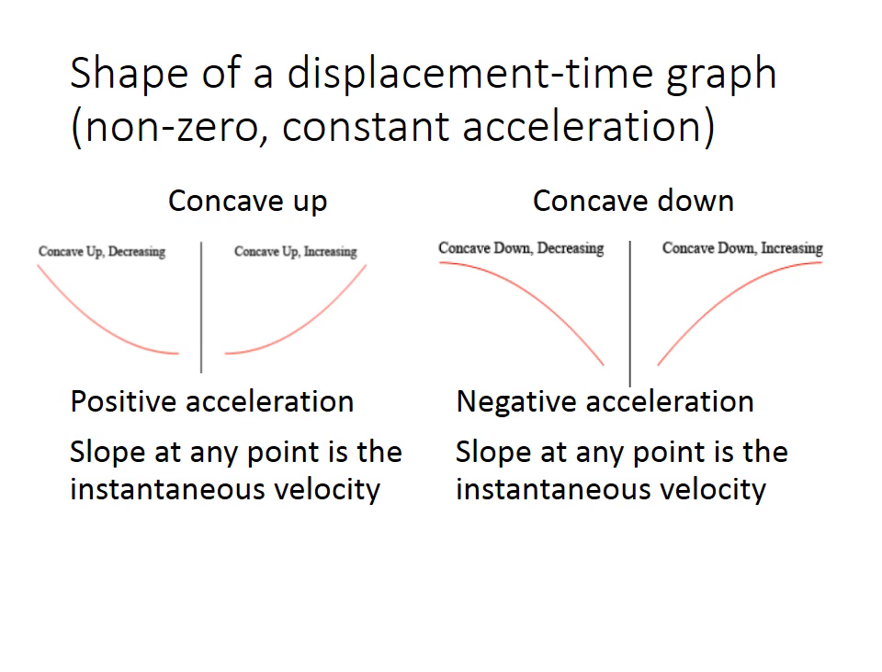If the graph is concave up, like shown on the two pictures on the left, there is positive acceleration if this is the displacement graph. At any point, the slope is the instantaneous velocity. If the graph is concave down, then there is negative acceleration, and the slope at any point along that curve is still the instantaneous velocity.